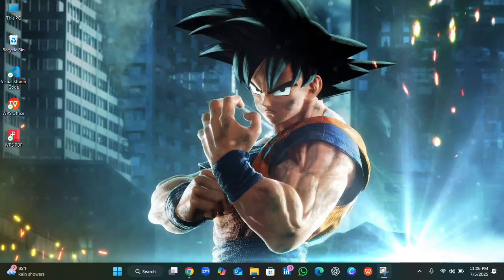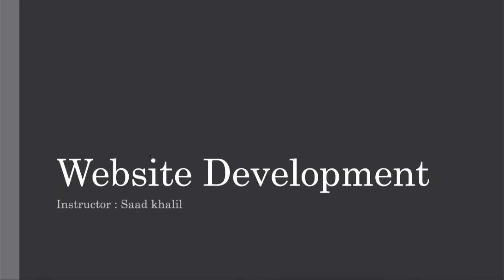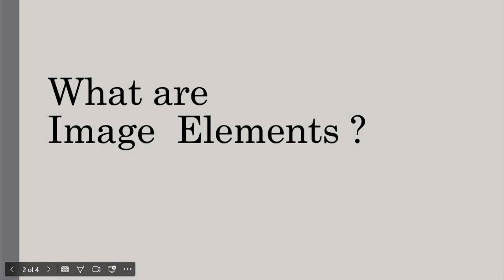Today we are learning one of the most important and visual elements in HTML, the image tag. If you are wondering how websites show pictures, this video is for you. We will talk about how the image tag works, all its important attributes, and real examples. So let's get started. Our main and basic question today is: what are image elements? And we'll understand the SRC and ALT attributes and how they work with a real example.